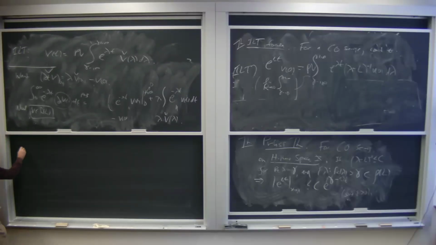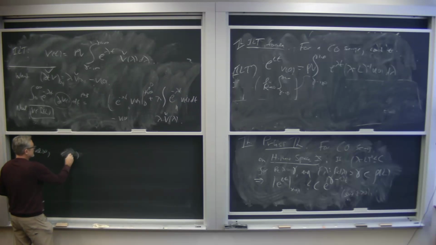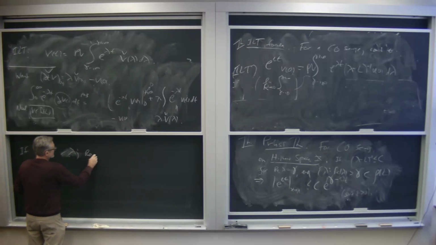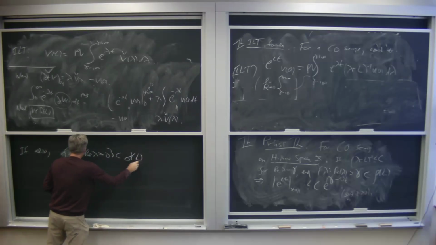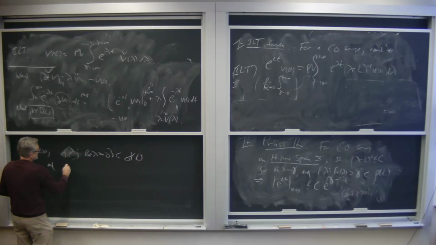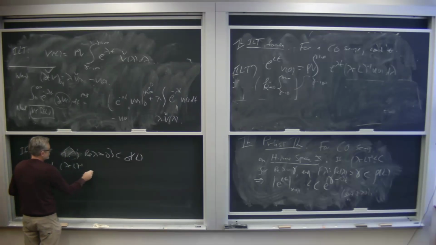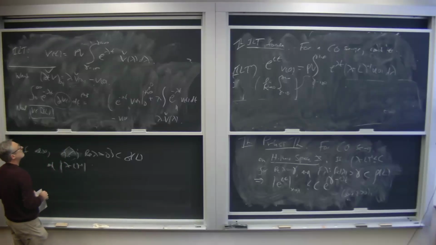So now also, the spectrum of L: if lambda such that the real part of lambda is greater than theta is in the resolvent set of L, and lambda minus L inverse is... what else do I need? No, that's all I need.